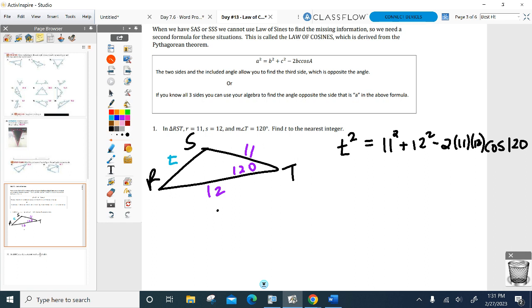120. Cosine 120. I would love it if you would please type this all in one line in your calculator instead of it doing piece by piece. That is where I see students make errors: they try to do the 11 plus 12 squared, enter. Minus 2 times 11 times 12, enter. No, do it all in one line.